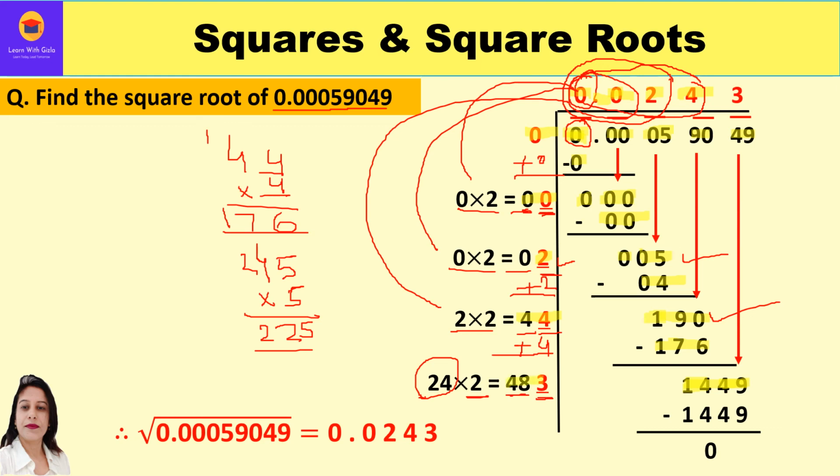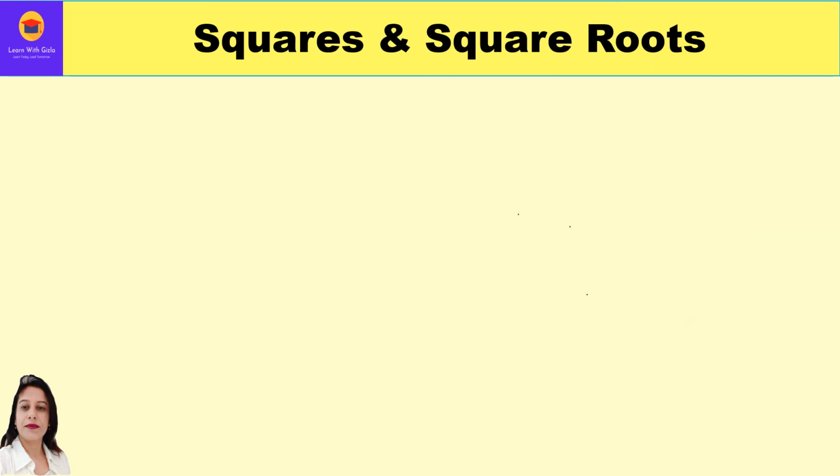So your divisor is 483. Multiply by 3 the quotient, you will get exactly 1449. And when you subtract it, you will get 0 as the remainder, which shows that our number was a perfect square number, right? And the square root of the number is the quotient which we have obtained. The quotient is 0.0243. This was the quotient. So we can say the square root of this number is 0.0243. Okay. So this is it.